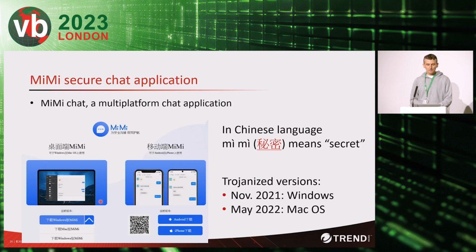So let's go for this Mimi security chat application. It's a multi-platform chat application. Its name Mimi comes from a word in Chinese, which means secret. And this is the website of the application from which all the versions have been downloaded. They support a macOS version and a Windows version. Both of them are written in the Electron framework, and both of them have been trojanized for some time. There are also Android and iPhone applications, but we haven't found anything malicious during the time of our research.